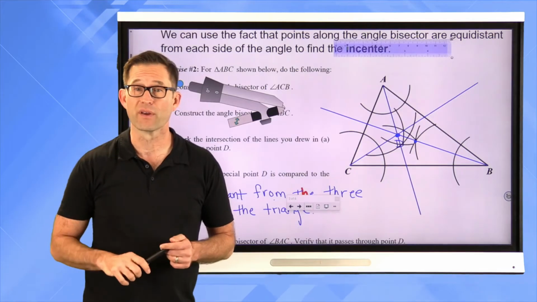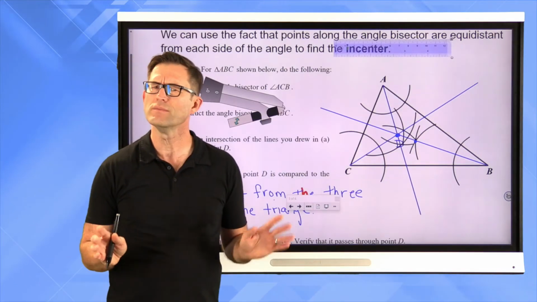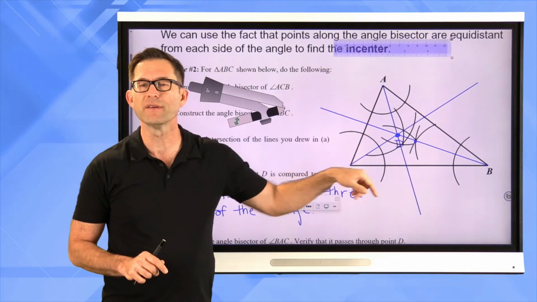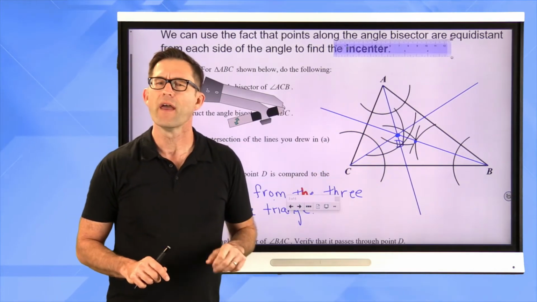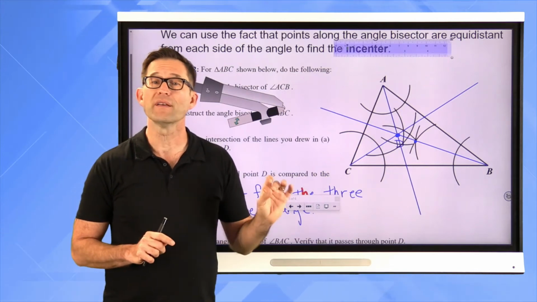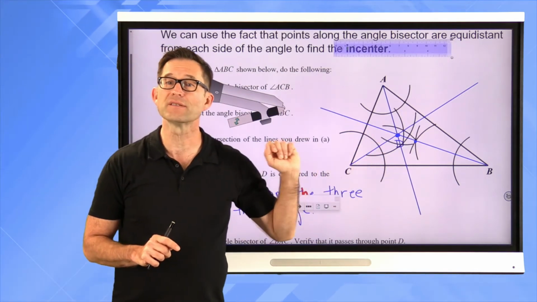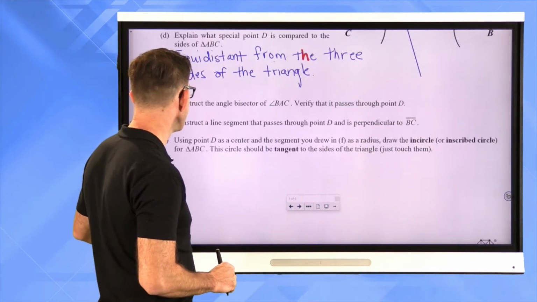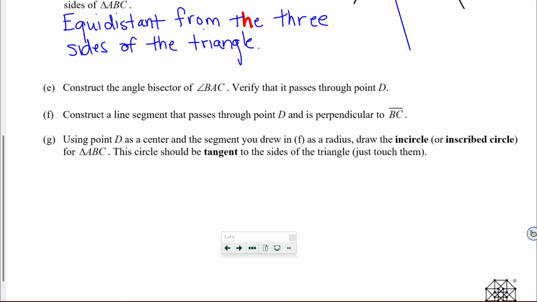and are a point of concurrency. Now, again, think about this, right? That point lies equidistant from the three sides. And just like the circumcenter, we have a circle then that will have this as its center. The question is, what's the radius? Well, let's take a look at letter F.